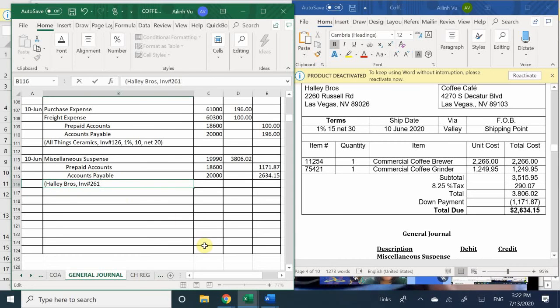And then I would fill in my description here. 351 for our invoice. And we know that we can receive a 1% discount if we pay within 15 days. If not, the whole thing is due in 30 days. Okay?